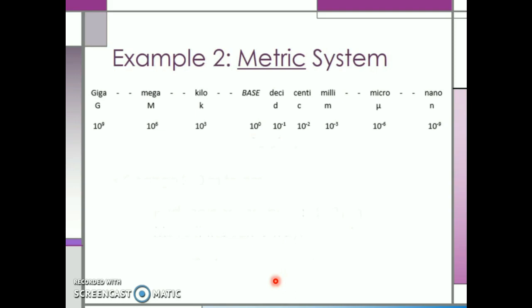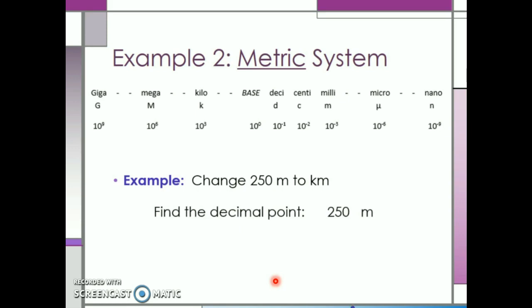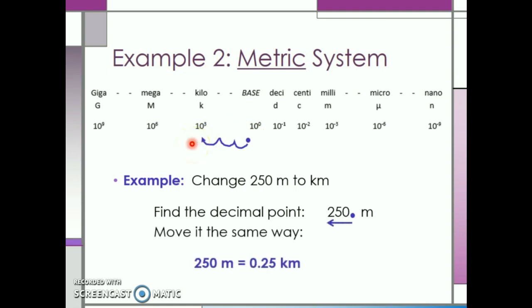Let's look at another example. Now we want to convert 250 meters into kilometers. Again, we find where our decimal point is first, then count how many places we need to move in order to go from the base unit to the prefix of kilo. Each tick mark in this picture represents a prefix. I have omitted some of the names since they are prefixes we won't really use in this class. In order to go from the base unit to kilo, we move 1, 2, 3 places to the left. We have to move the decimal point the same way. When we do that, we end up with 0.25 kilometers is equal to 250 meters.